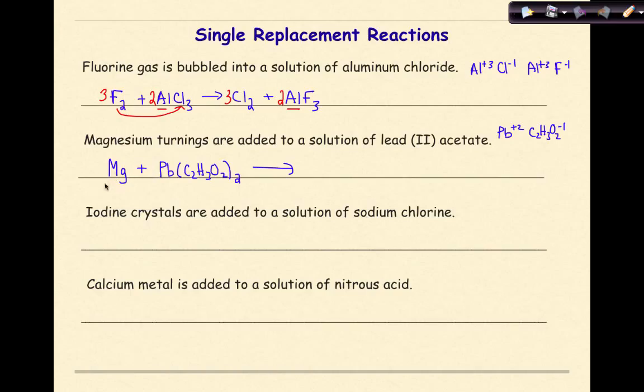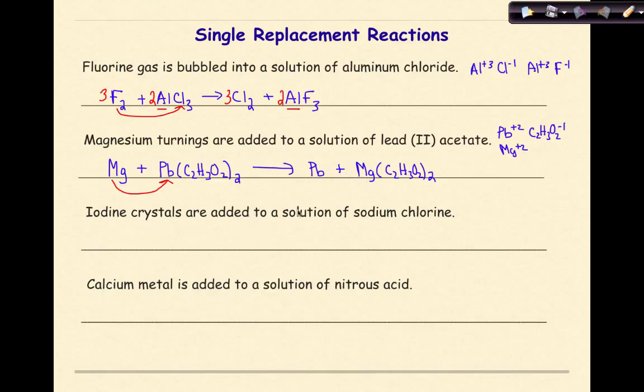Magnesium is more active than lead, so magnesium has the ability to come in and kick out the lead. As a result, we're going to have lead as one of our products, right there, and the magnesium is going to hook up with the acetate. Now remember, magnesium is Mg plus 2, so we're going to have a very similar situation to what we see here. So this is going to be Mg, and then the acetate, C2H3O2, surrounded in parentheses with a subscripted 2 on the outside. And by looking at this, by inspection, everything is balanced. Let's look at our next problem.